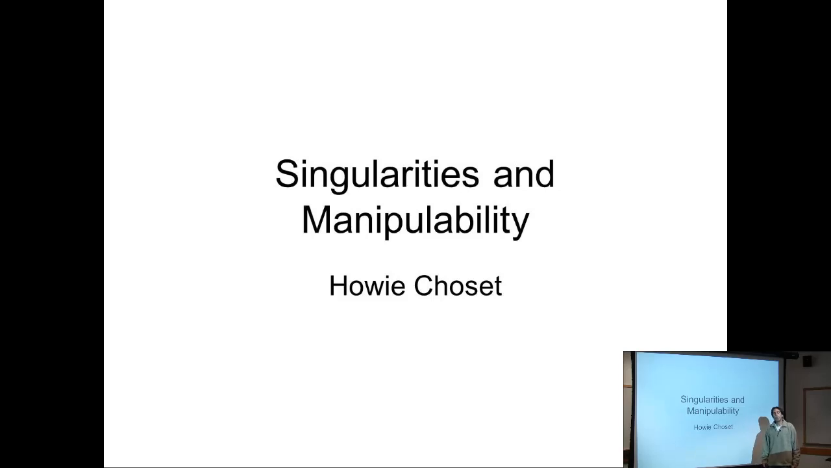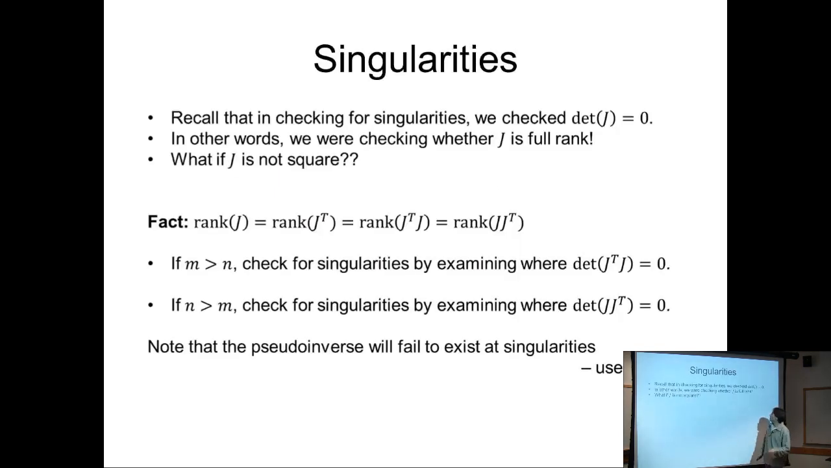In this lecture, we're going to talk about singularities and ways of measuring how manipulable a robot is. In other words, we're going to assign a number to saying how dexterous, how useful a mechanism may be for a particular task.